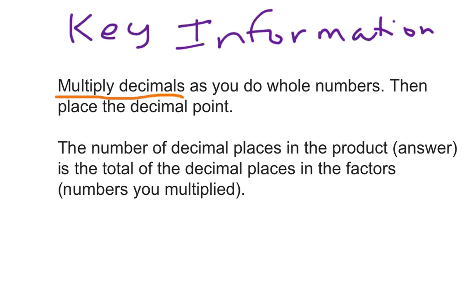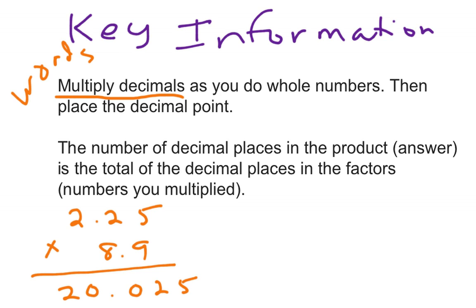So the factors are the numbers that you multiplied together to get the product. And so if that's two numbers, then you would just count up the decimal places, add them together, total them, and that would be the number in your product. So here it is in words. And I also want you to write numbers. So there's words. Let me write some numbers.